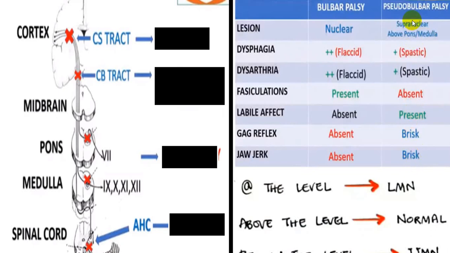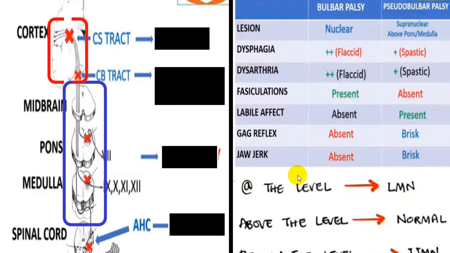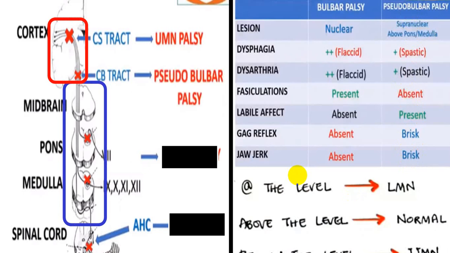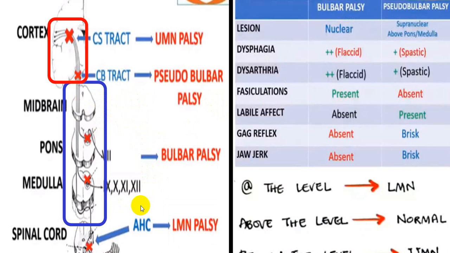This will be a very peculiar finding in a pseudobulbar palsy where we get bilateral hemiplegia. So that will be very characteristic. So in a cortical damage, upper motor neuron. In pseudobulbar palsy, bilateral corticobulbar tract damage. In a pons, very frequently we'll get a lower motor neuron, particularly in a case of a bulbar palsy, and we'll have a bilateral lower motor neuron involvement.